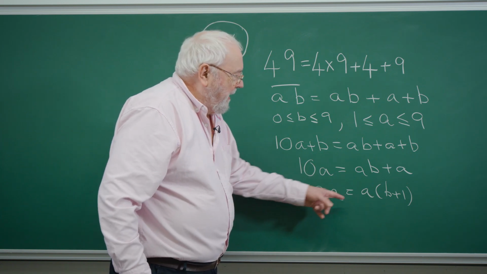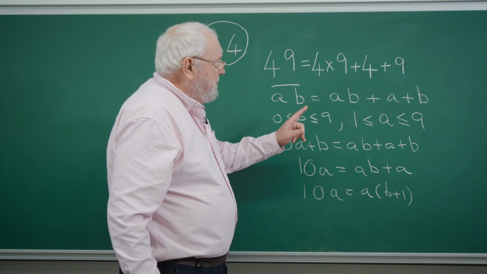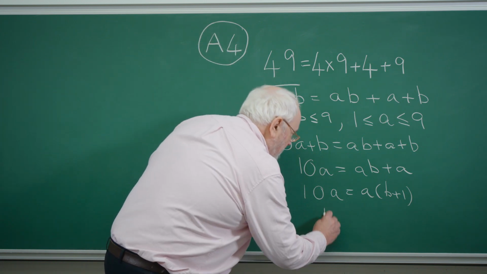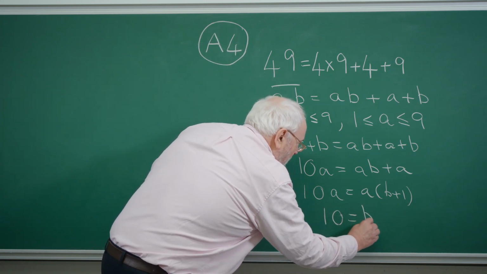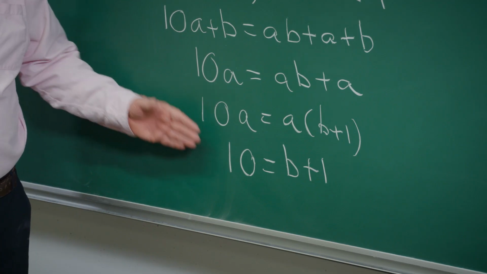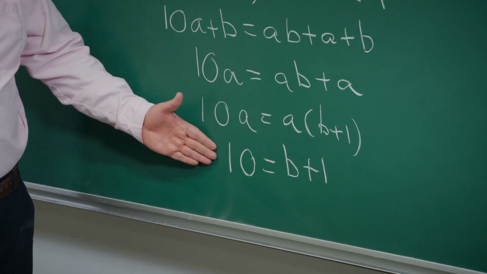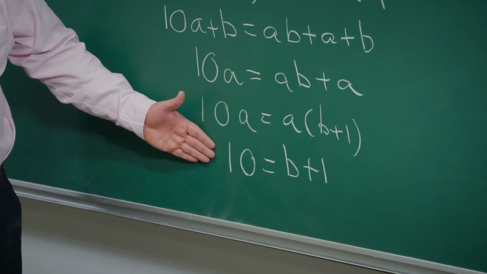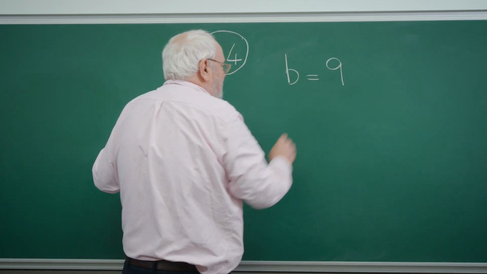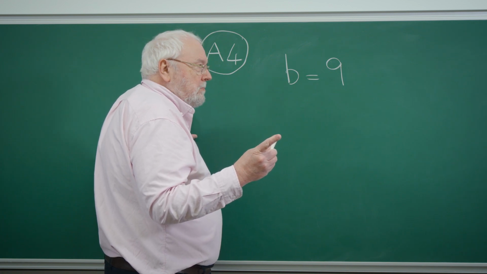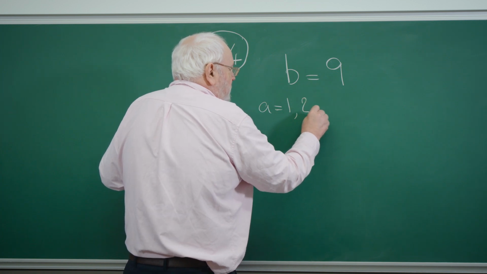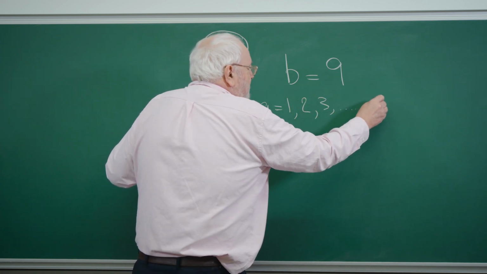Both sides have a factor of A, and A is known not to be 0. So we can divide through by A. So this last equation is equivalent to the one before. But this, of course, says B equals 9. So B is 9. There's no restriction on A at all. Doesn't matter what it is. So A can be 1 or 2 or 3 up to 9.